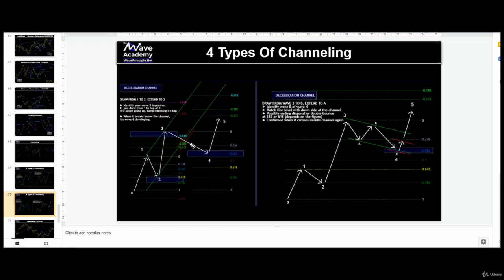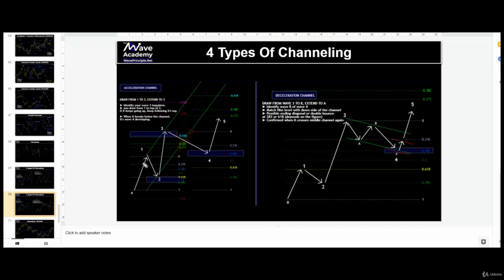But if it doesn't break below the structure of the channel, the price can go up for many days or weeks, depending on the cycle that you're watching. But usually this is what you want to expect here in the acceleration channel. Once it stops and breaks below it, the price is stopping for wave 4.